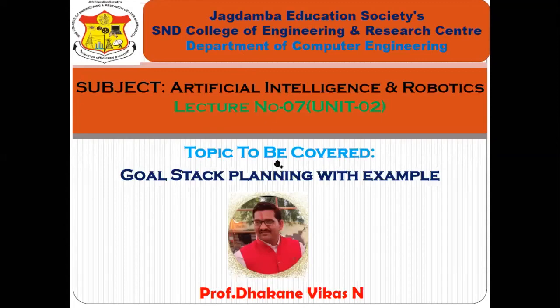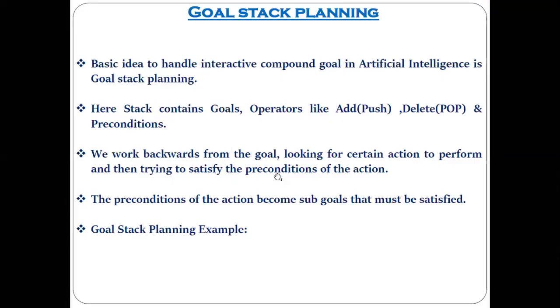Okay. Now we started goal stack planning yesterday in artificial intelligence. Yesterday we also discussed the main reason for utilizing goal stack planning in artificial intelligence: to handle the interactive compound goal. Yesterday I told you a compound goal is when there are multiple goals in the goal state, and some of the goals within the goal state are already satisfied in the initial state.